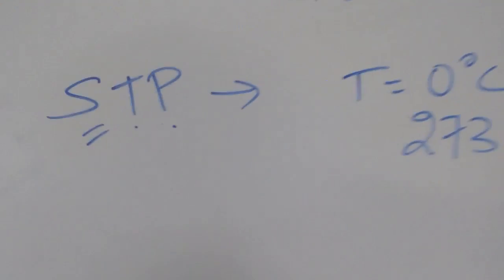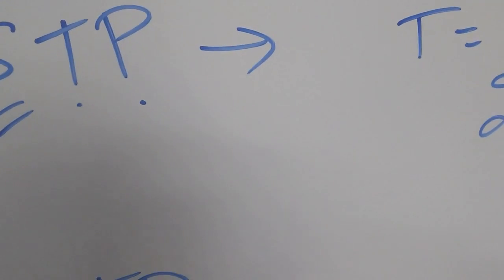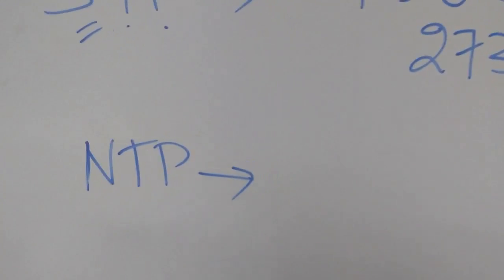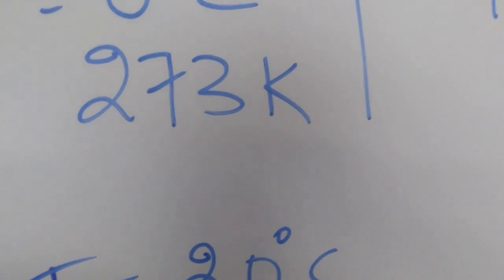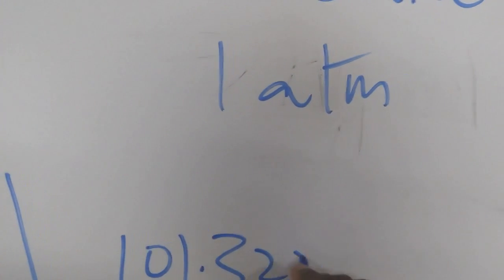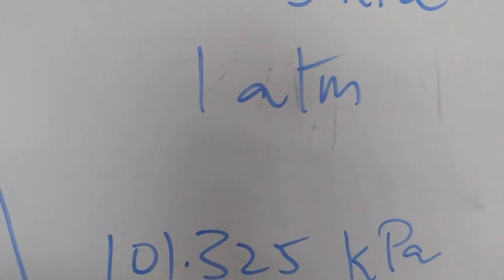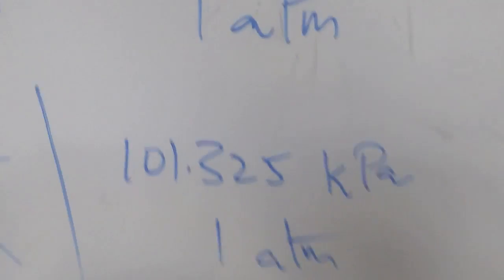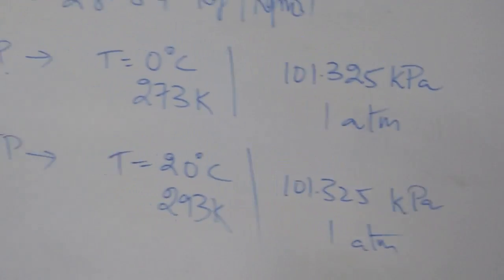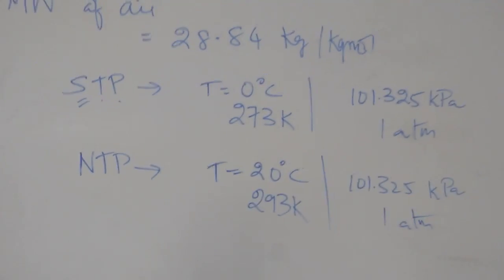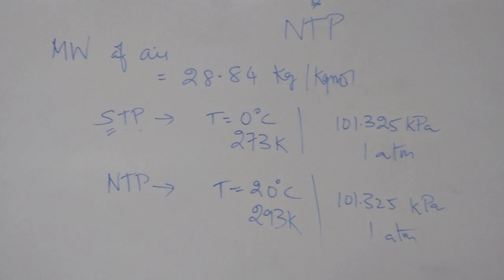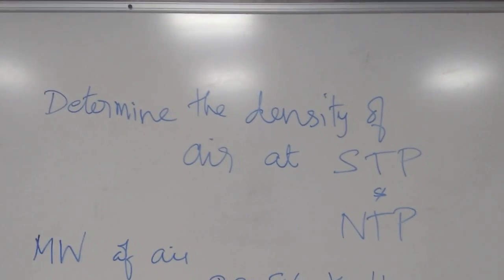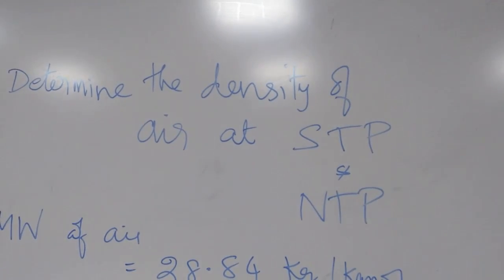And similarly, what is NTP conditions? NTP refers to normal temperature and pressure, where T is considered to be 20 degrees Celsius or 293 Kelvin. Pressure is same, 101.325 kilopascal or any other units. Okay, 1 atmosphere or 760 mm mercury, anything. So at these conditions, what is the density? That's what we have to determine. Standard temperature and pressure, normal temperature and pressure. That is the question. Determine the density of air at STP and NTP.